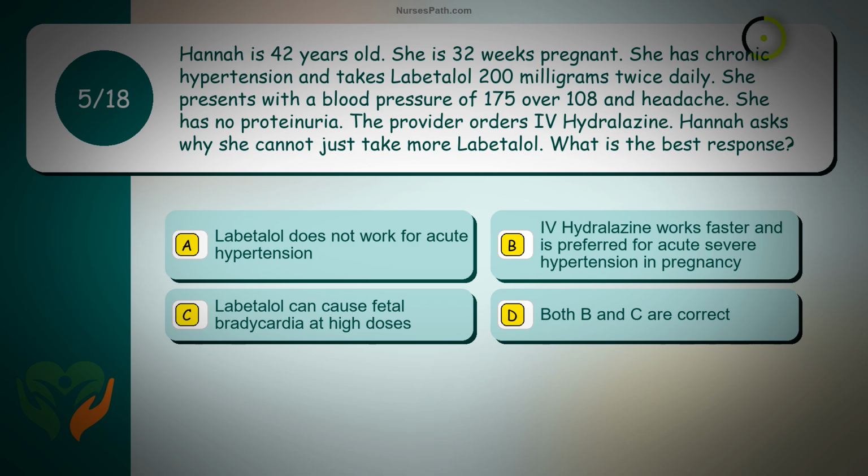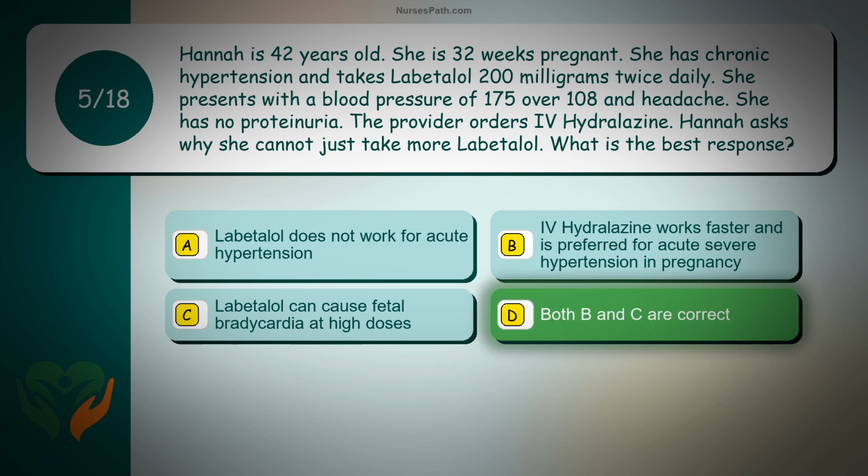Option A, labetalol does not work for acute hypertension. Option B, IV hydralazine works faster and is preferred for acute severe hypertension in pregnancy. Option C, labetalol can cause fetal bradycardia at high doses. Option D, both B and C are correct. The correct answer is option D. Both B and C are correct.